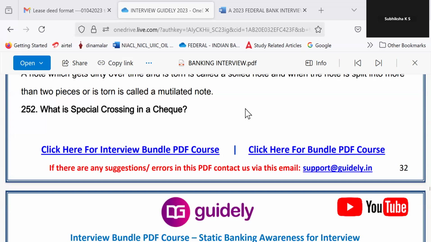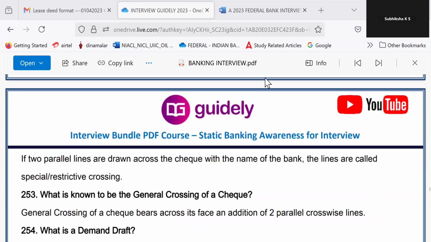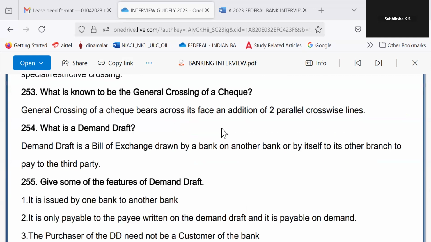252. What is special crossing in a check? If two parallel lines are drawn across the check with the name of the bank, the lines are called special or restricted crossing. Say simply two parallel transfer lines, that alone will tell it is crossing. That is general crossing. But if the name of another bank is written inside that crossing, it is known as special crossing, meaning that the check is payable only to that bank. Continue.